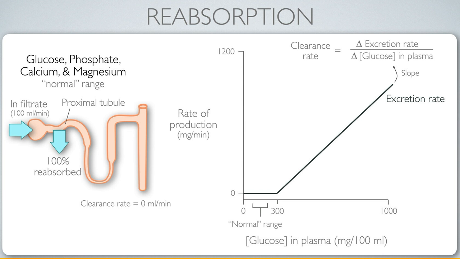And it's just the slope. So it's the change in the excretion rate as a function of the change in the blood plasma, in this case for glucose. But it'd be the same basically for phosphate, calcium, magnesium.